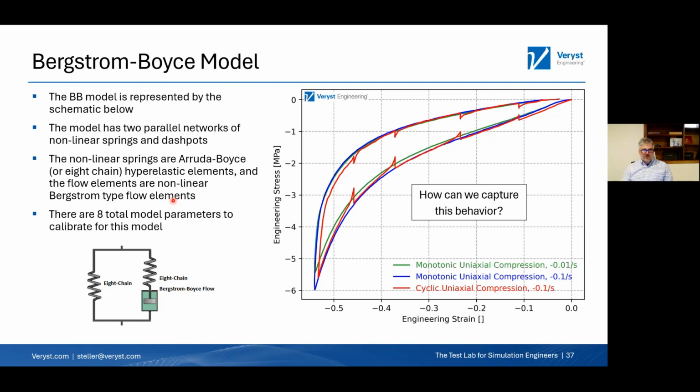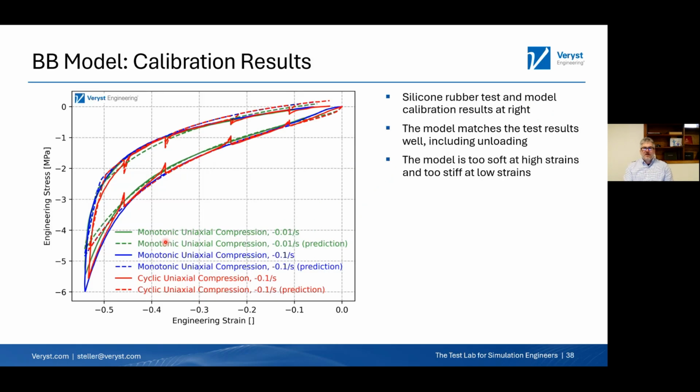So he put together this form. It's a 2-network model that has some Arruda-Boyce, or 8-chain, hyperelastic elements and what's called a Bergstrom-Boyce flow element. And there are 8 total model parameters for you to calibrate. We're not going to go through those equations just because we don't have the time today. But because this was Jorgen's thesis, obviously it matches pretty well, right? You can see this is a calibrated material response where we're capturing some rate dependence. The green versus the blue and the red is a little bit different, and we're getting a really good response there.